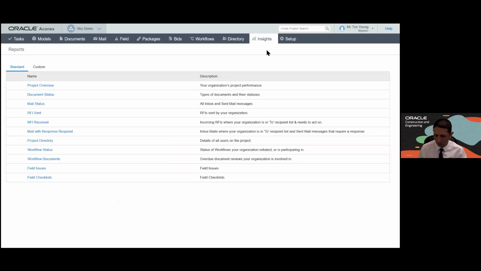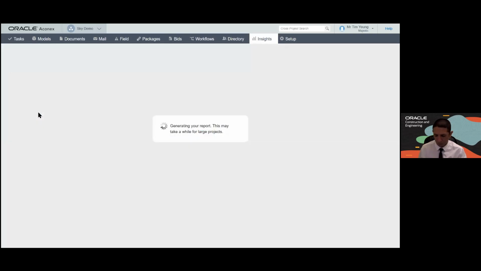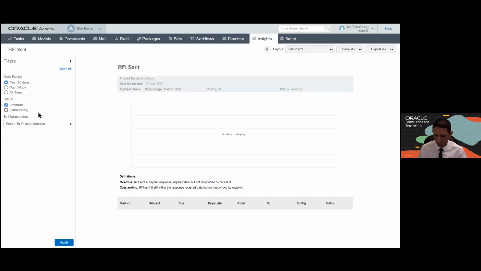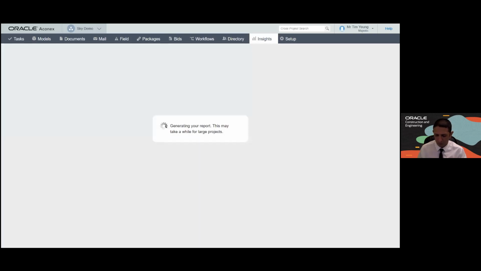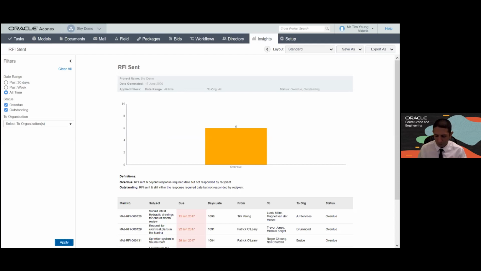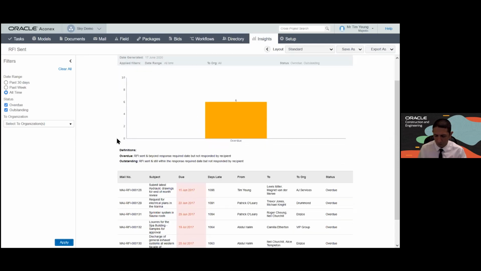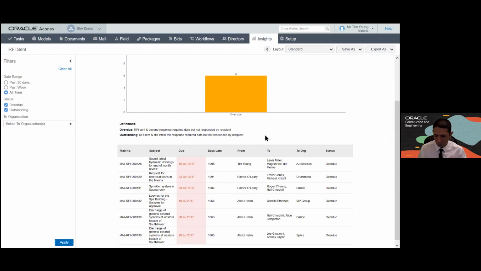RFIs, because RFI is one of the biggest causes of delays in projects. So you could send an RFI, but it has not been responded to. So if you imagine you're a main contractor, you're the one doing the work on site, every time you send an RFI and it's not responded to, it means work is stopping. So here, I'm able to quickly see how many RFIs are actually overdue. For instance, I can see these are 6 RFIs that are overdue. I can see who sent them and from which organization to which organization I am waiting for a response very quickly.